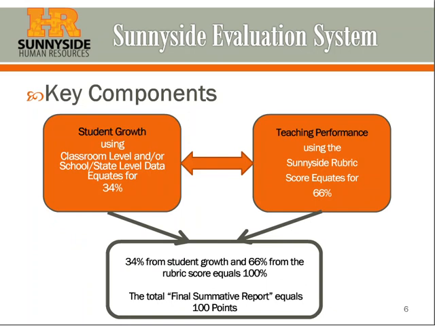Key components of the evaluation process. Student growth can be classroom level and/or student level data, which equates for the 34% of the evaluation. Teacher performance is evaluated using the Sunnyside rubric and equates for 66% of the process. When you combine the 34% for the student growth and the 66% for the teaching performance, the total score is worth 100%. The final evaluation report equates for 100 points.